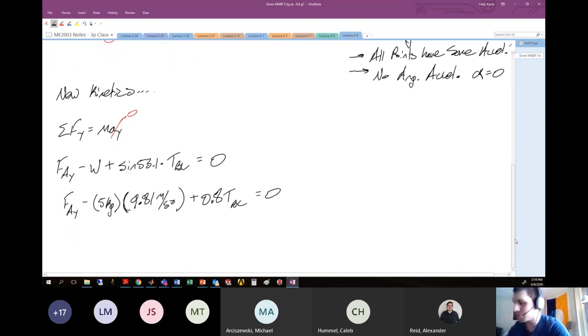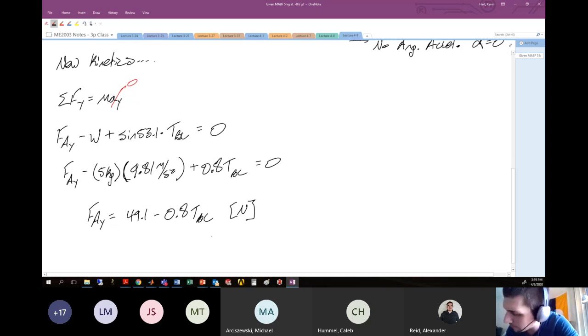All right, well, here we have 1 equation and 2 unknowns. So all we can do in this situation is rearrange and solve for one of the unknowns. So let's rearrange, and we'll solve for F_AY in terms of the tension. So this will be, after some math, 49.1 minus 0.8 T_BC, where the units here are newtons. All right, so this is relationship number 1 that we have. So I'll give this guy a little 1 because that's relationship number 1. All right.